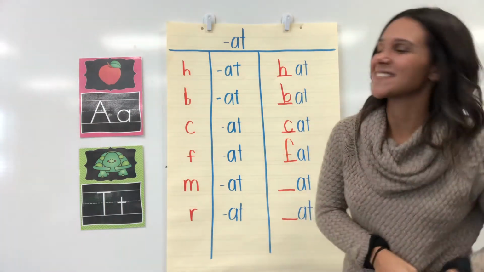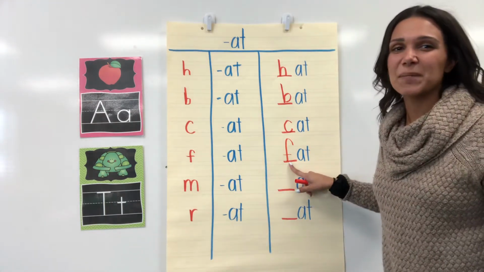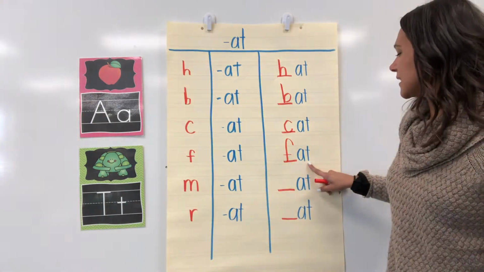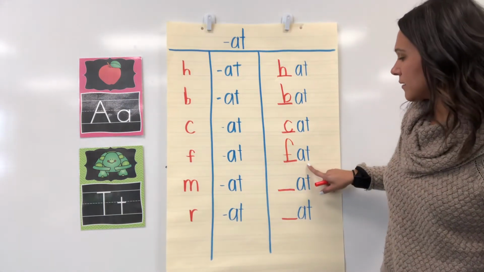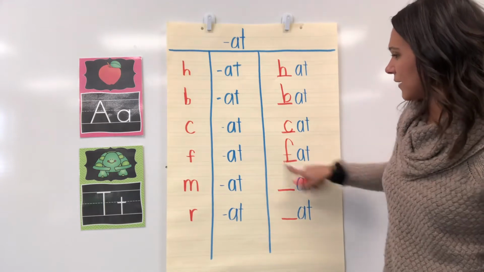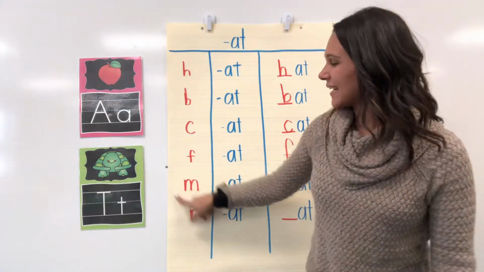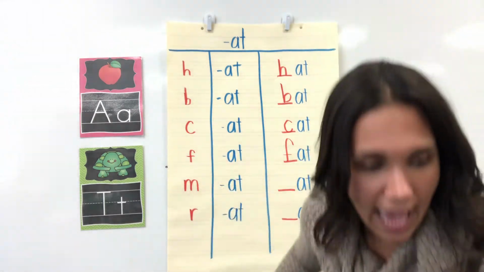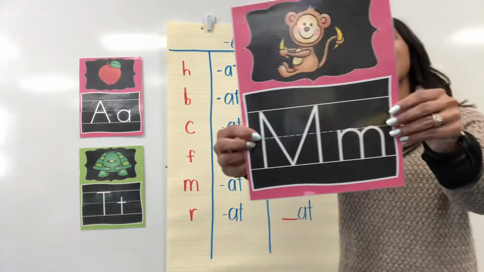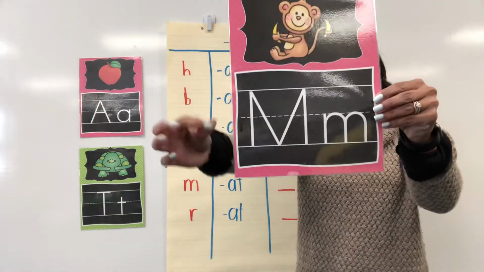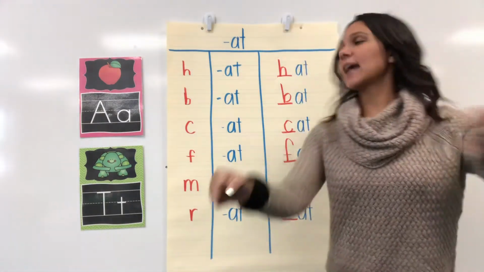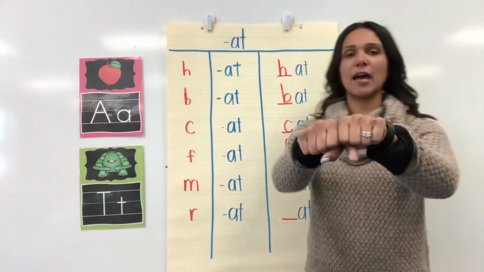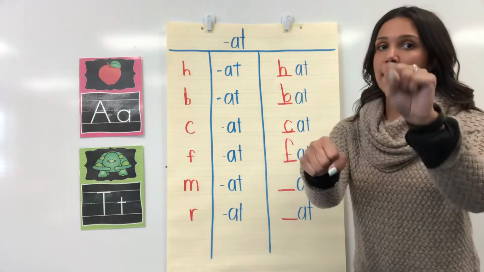You could giggle too. All right, my friends, echo me. F-A-T spells fat, fat, fat. Nice. My next letter is letter M. Good. I know that M makes the M, M, M sound. All right, let's put it together. Here we go. Echo me. M, M, M.